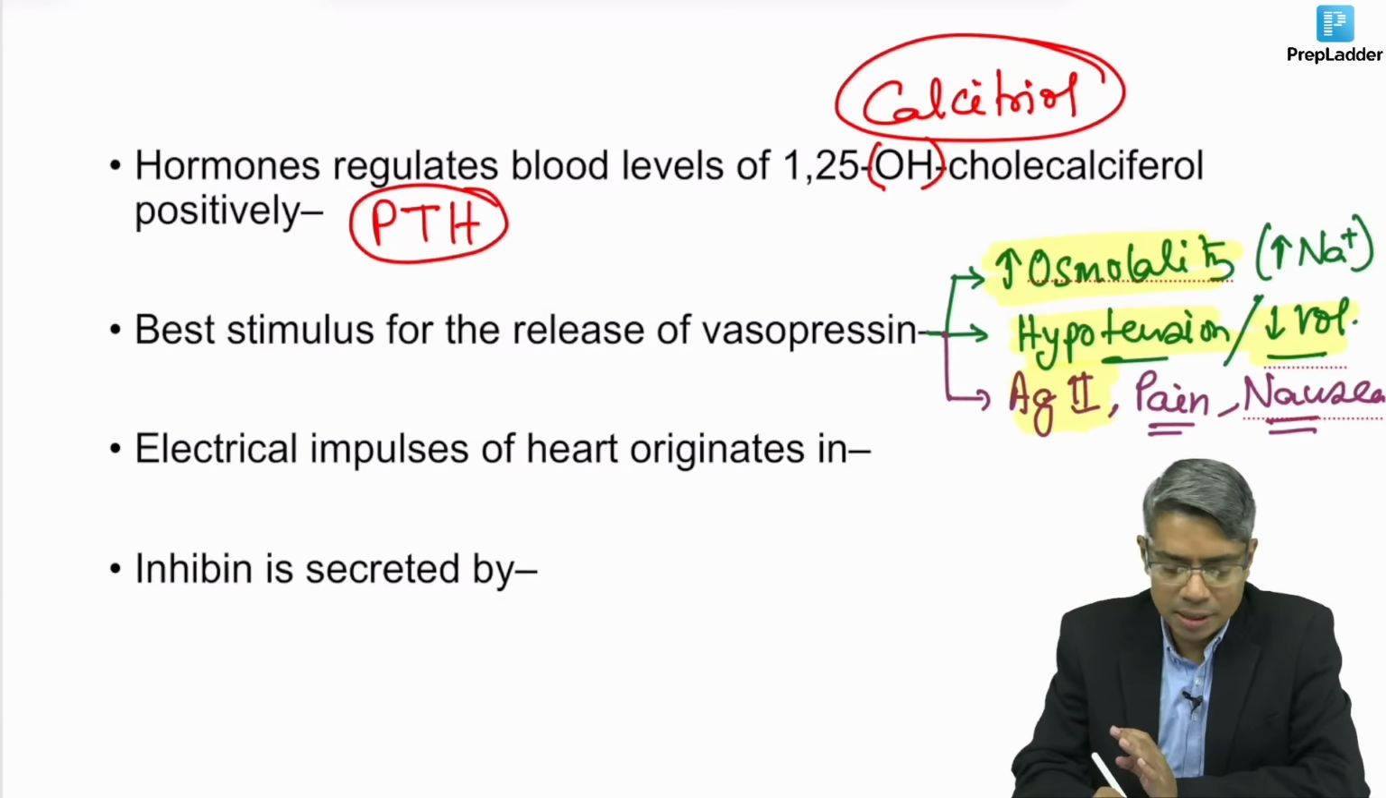And corpus luteum is also an answer, but corpus luteum obviously secretes inhibin in the secretory phase of the menstrual cycle, and in that condition inhibin A is produced mainly, not inhibin B, and the main inhibin is inhibin B. So, inhibin B is the main one.